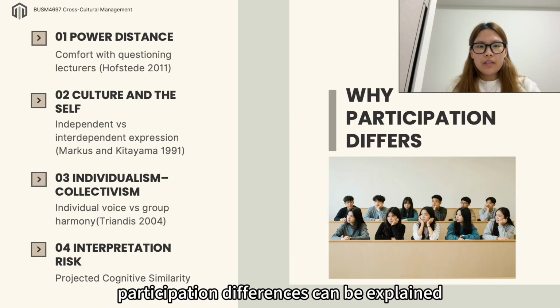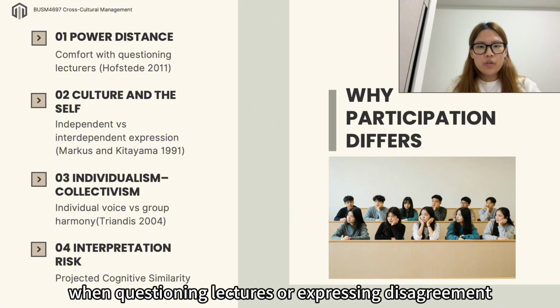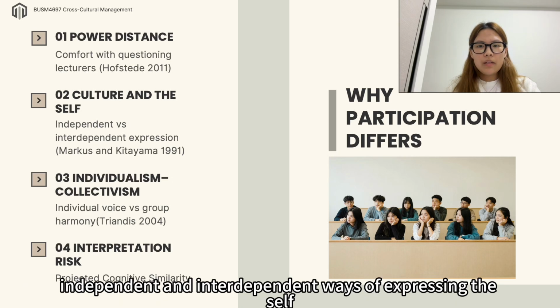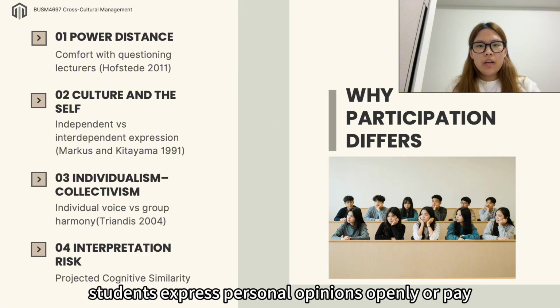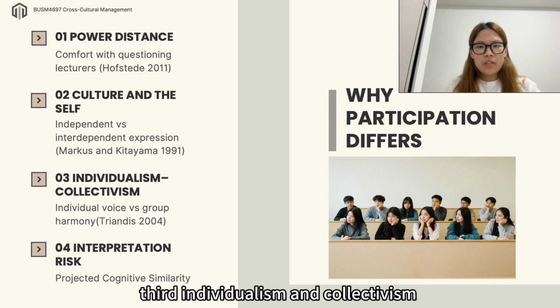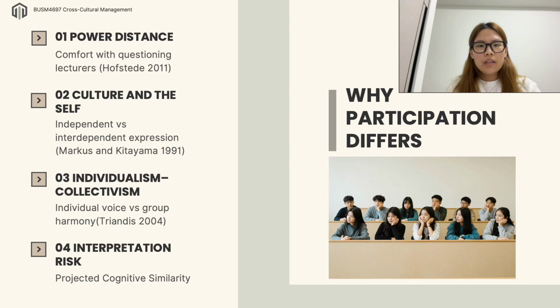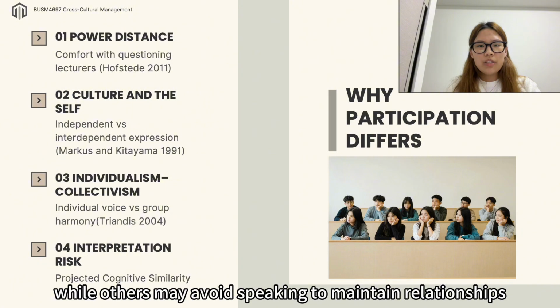Participation difference can be explained through several cross-cultural perspectives. First, power distance influences how comfortable students feel when questioning lecturers or experiencing disagreement. Second, culture and the self distinguish between independent and interdependent ways of expressing the self. These different self-views may influence whether students express personal opinions openly or pay great attention to relationships and the group. Third, individualism and collectivism shape whether students prioritize personal opinions or group harmony. Some students may prefer active individual expression, while others may avoid speaking to maintain relationships.